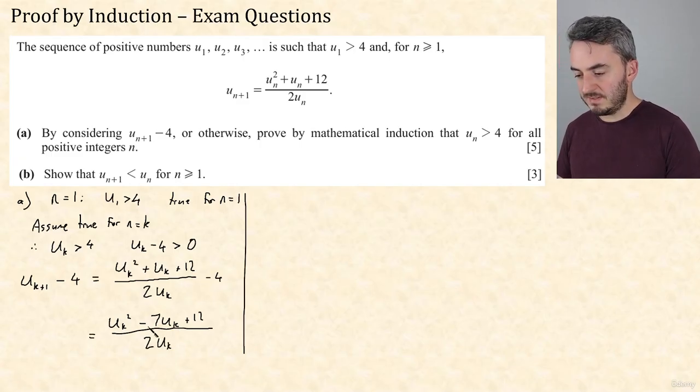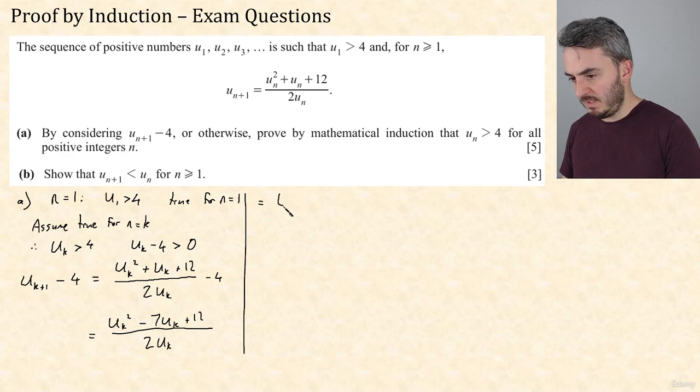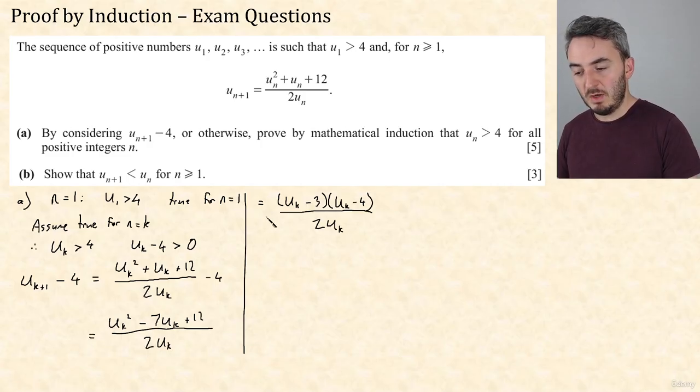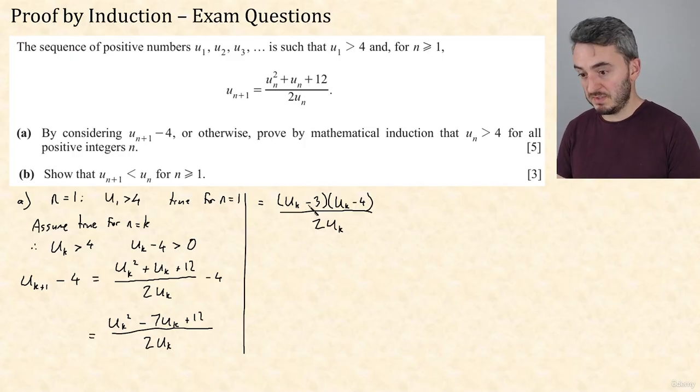Continuing over here, well, look, I can see that that numerator there factorizes. So we have, yeah, it does. Look, that's uk minus 3 and uk minus 4 all over 2uk. But look, if I've assumed that uk is greater than 4, then uk minus 3 is positive, and uk minus 4 is positive. And then, of course, uk is also positive because it's greater than 4.